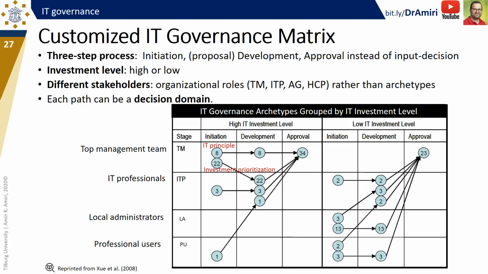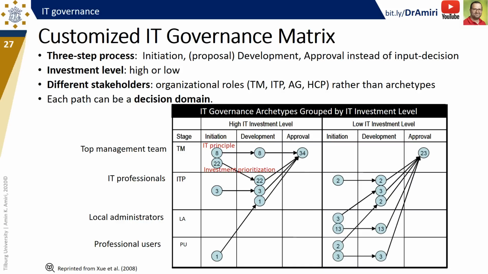Note that you do not need to follow this general IT governance matrix. You can develop and customize the IT governance matrix that would be useful for you. For example, rather than the two-step input decision-making process, you can go for a three-step decision-making process where you have 3 steps of initiation, proposal development, and proposal approval. You can categorize decisions to very important high investment decision and low investment decision. You can also use the different stakeholders in your organization. For example, a hospital has a top management team, IT professionals, local administrators, and professional users. And they may allow those professional users to do some part of the decision making.